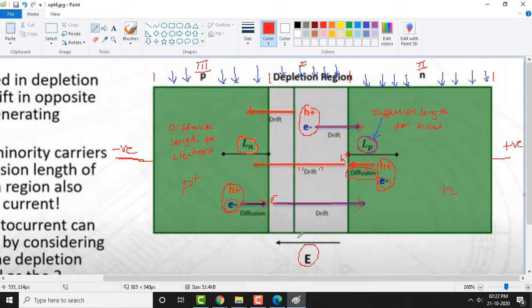In general, the current due to the photons will flow from n side to p side. So, this is the direction of current here. Because the electrons will be collected on the n side, holes will be collected on the p side, the field is from n to p, and current flow is also from n to p. So, let us call this current IOP, optical generation.